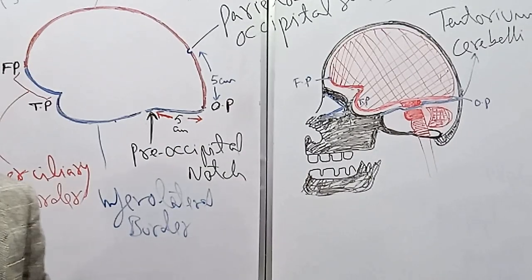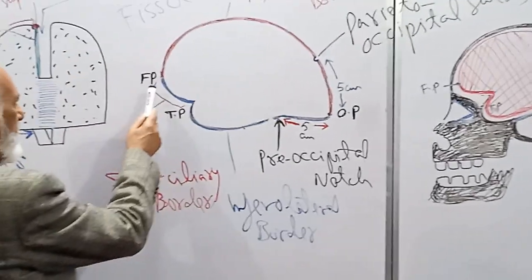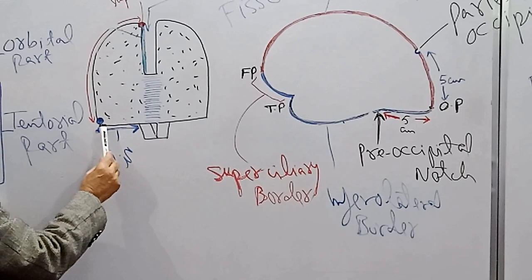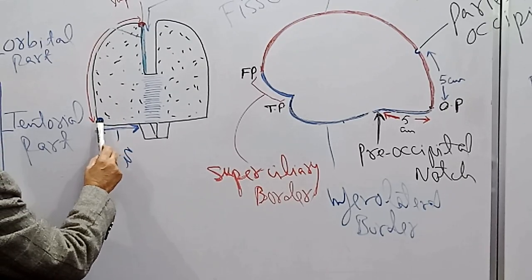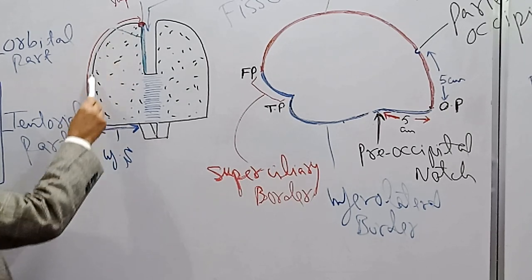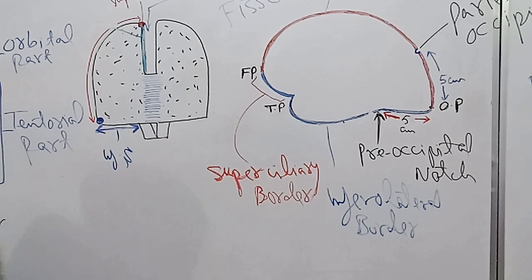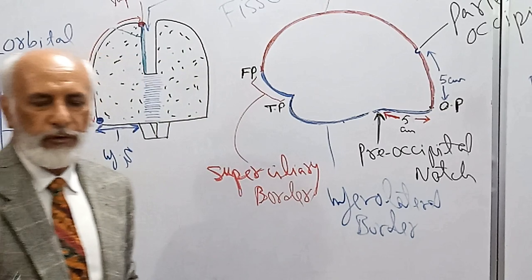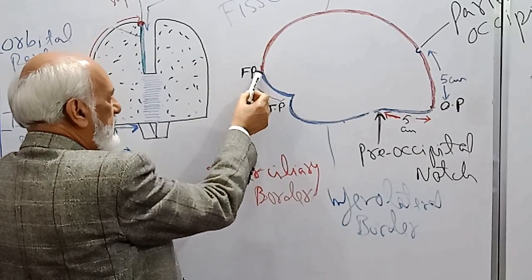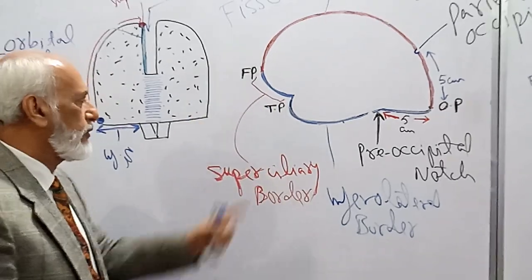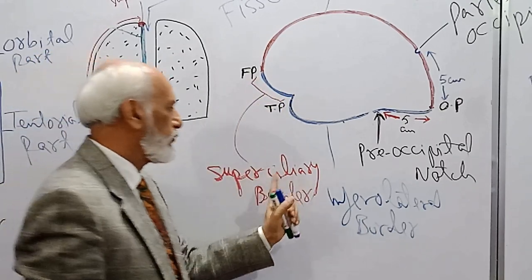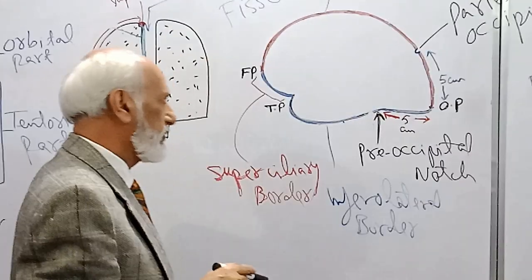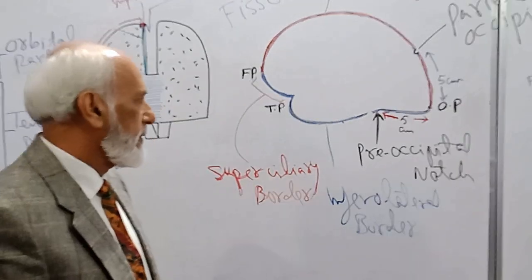So, the infralateral border, what are its features? It starts from the frontal pole, includes the temporal pole, and ends in the occipital pole. Number two, this inferior infralateral border at this level separates the supralateral surface from the basal or inferior surface. 5 cm in front of the occipital pole, the infralateral border is marked by a notch known as the pre-occipital notch. And this entire part of the infralateral border extending from the frontal pole to this notch above the temporal pole is also known as the superciliary border. Why? Because it is just above the level of the cilia of the eyebrows, the hairs of the eyebrows. So these points you should know about the infralateral border.